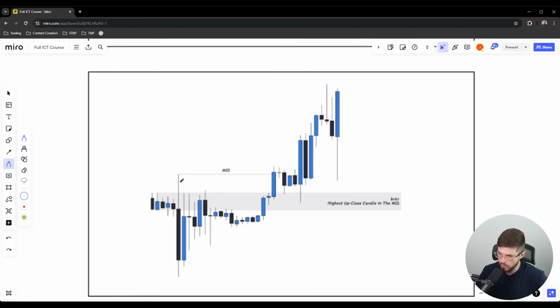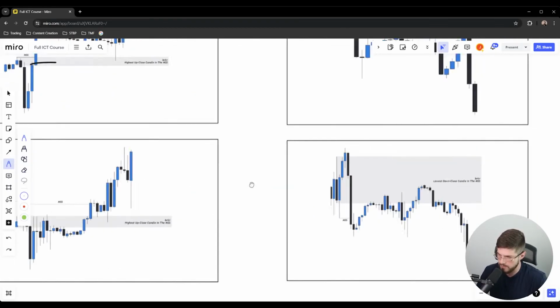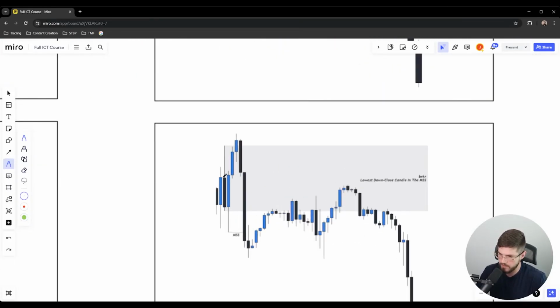Very, very important that you're using engulfing, okay? I cannot stress that enough. Another thing is you want this to be the last up close candle before a run on stops. Or if it was a bearish example, it would be the last down close candle before a run on stops.